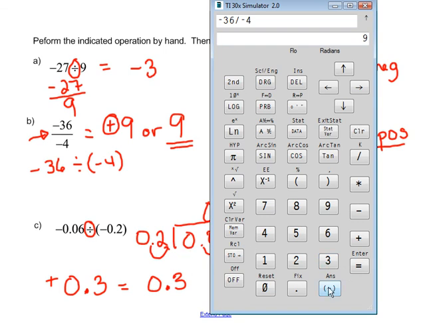And then our final one, negative 0.06 divided by negative 0.2 is going to give us 0.3, just like we calculated by hand.